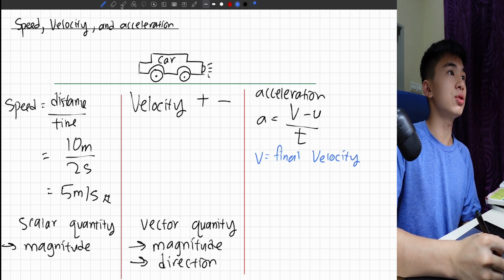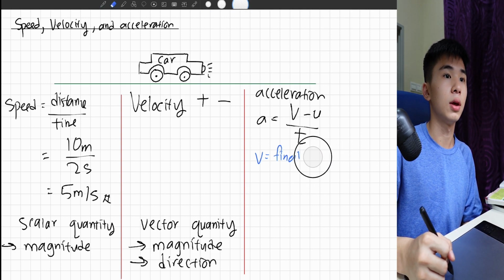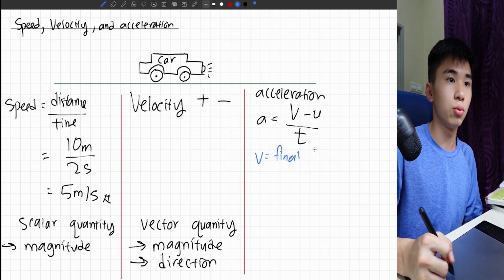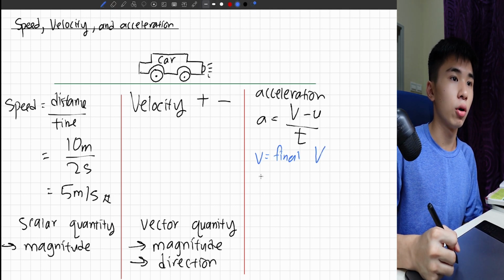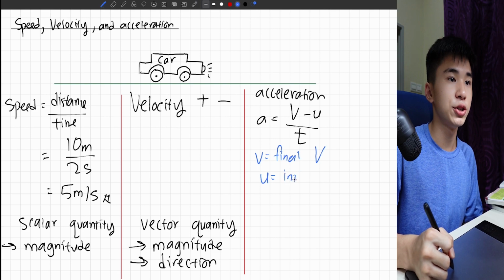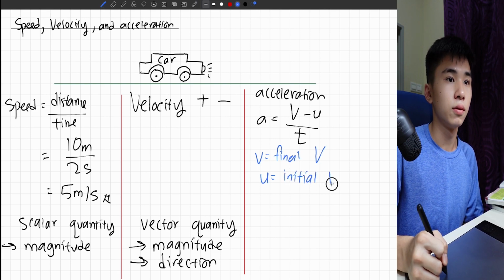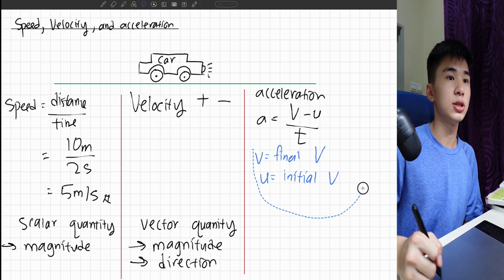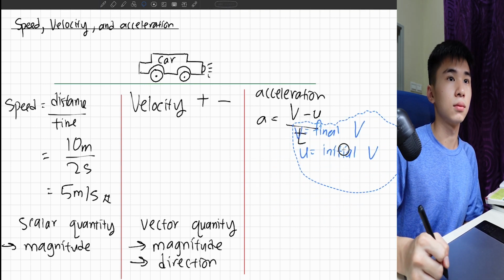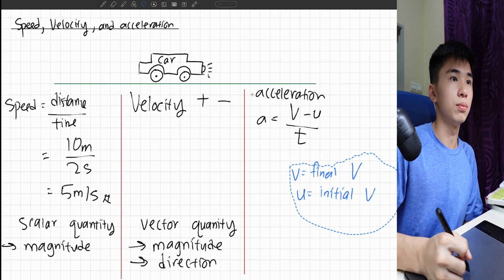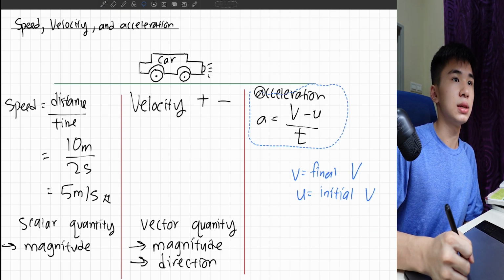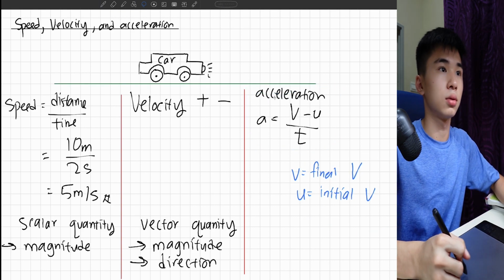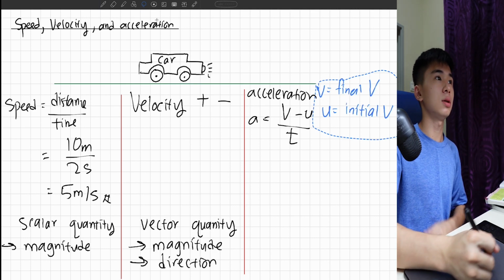Okay, I'm just going to put a v here, and for the u, it's initial velocity. Okay, for the v, it's going to be the final velocity. Okay, I'm just going to put it nicely.